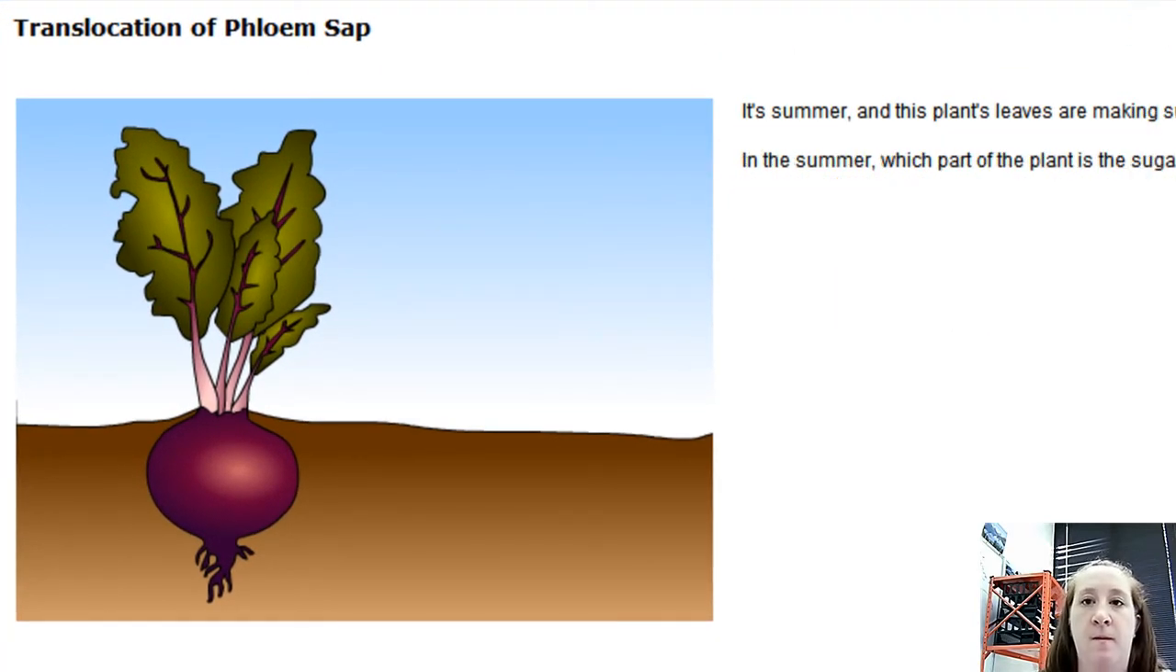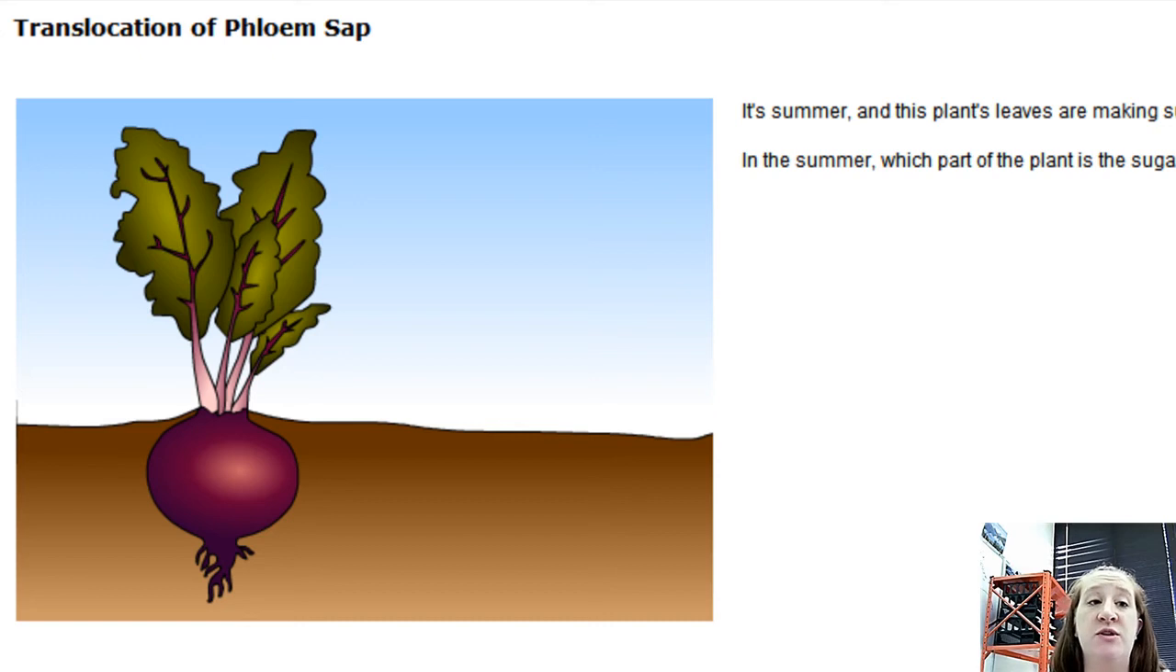Leaves are making sugars that are being stockpiled. It's summer, and this plant's leaves are making sugars that are being stockpiled in its taproot. A tissue called phloem transports the organic products of photosynthesis throughout the plant in a solution called phloem sap. This process is called translocation. In the summer, which part of the plant is the sugar source? Click on the sugar source.